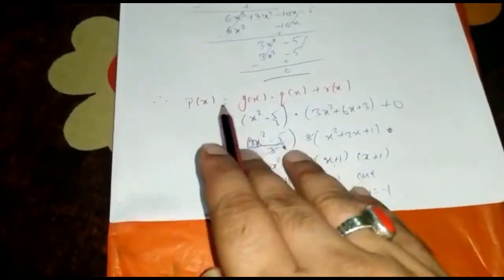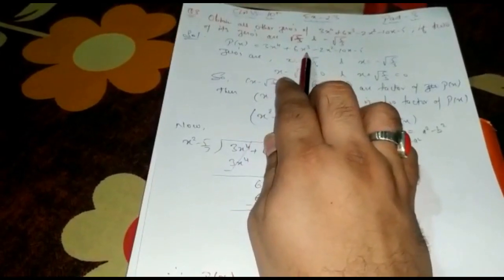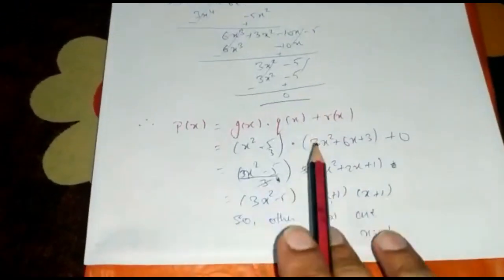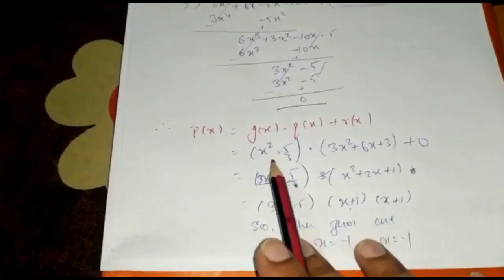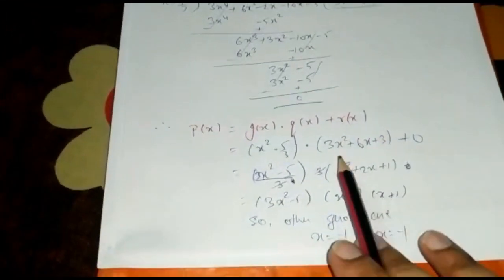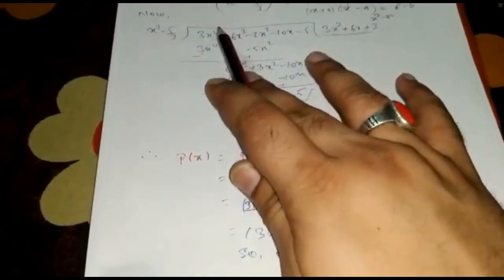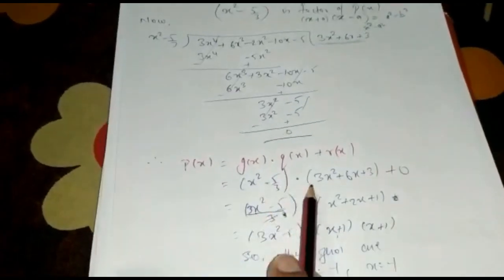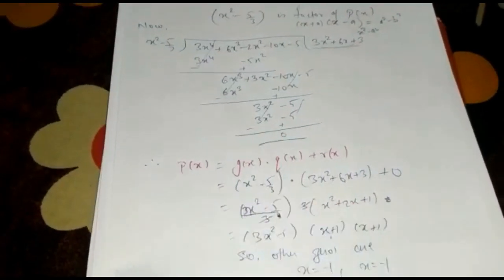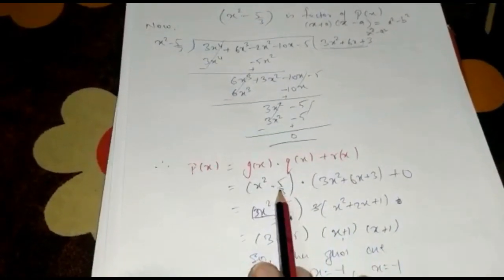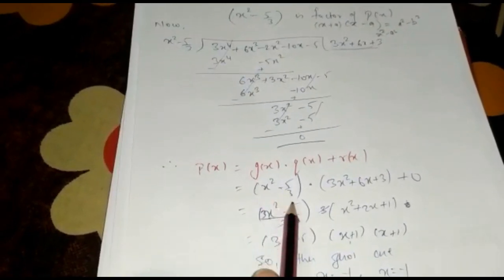So in this particular question, p(x) is our polynomial, 3x to the power 4 plus 6x cube minus 2x square minus 10x minus 5. And g(x), as we discussed, is x square minus 5 by 3, and q(x) is the quotient. When we divide this, it gives us 3x square plus 6x plus 3, and the remainder is 0 as we found earlier. So when we multiply these two terms, now if we take the LCM of this particular term, it will give us what?